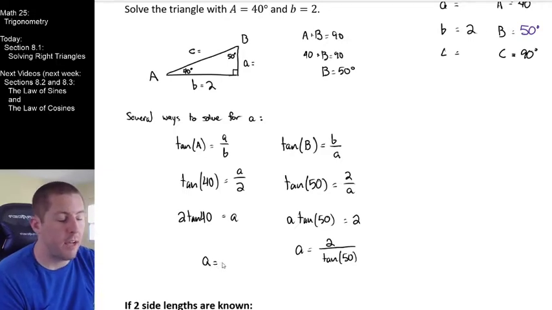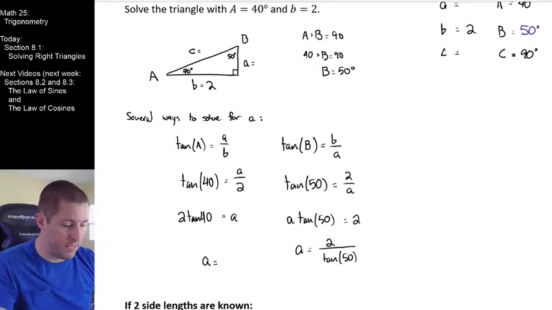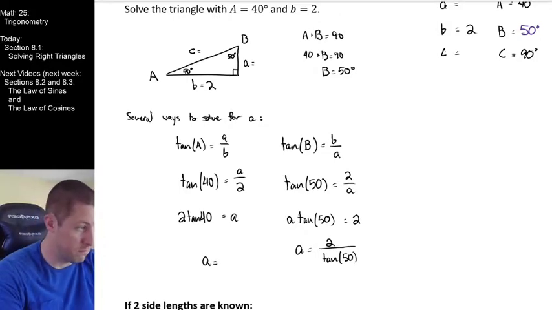So I'm going to go to my calculator and get a value for a. My calculator right now is just Desmos, and that's fine. So I'm going to do 2 tan 40, and I'm going to verify with myself.